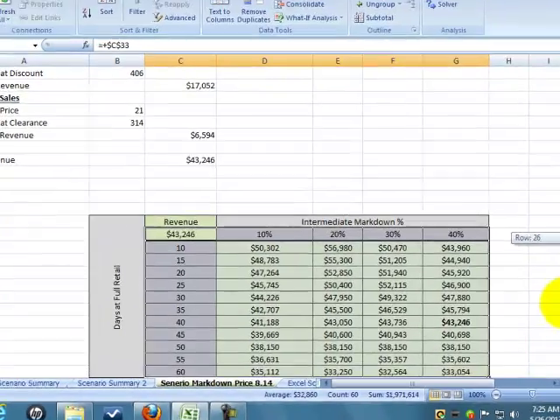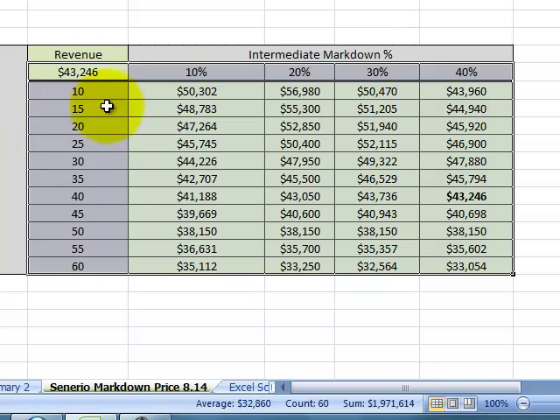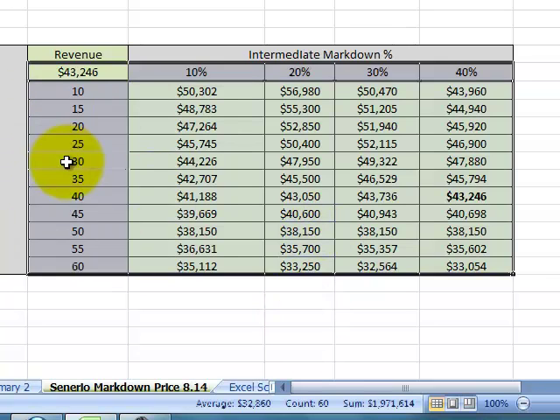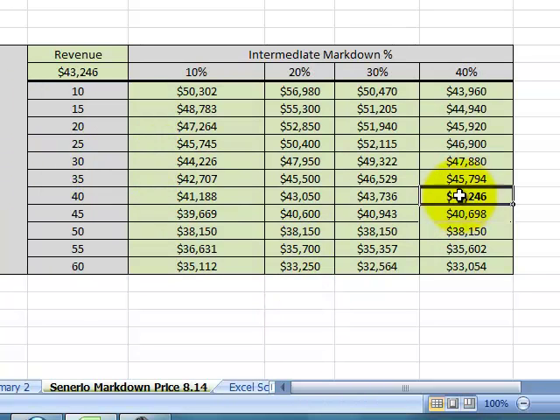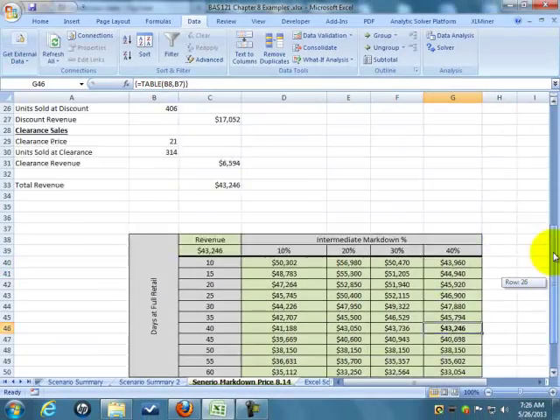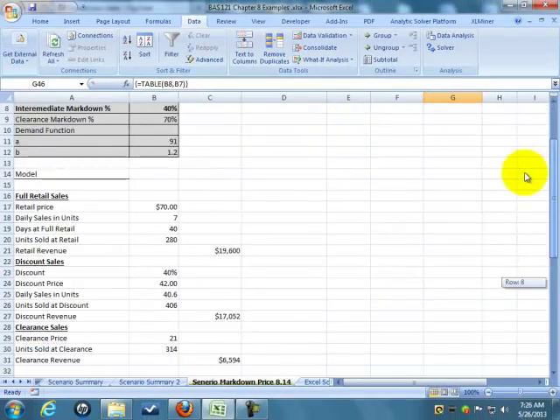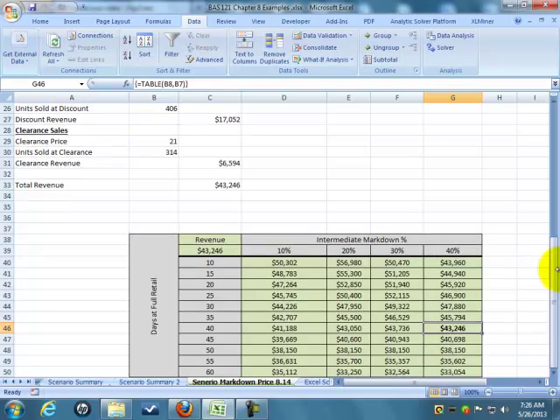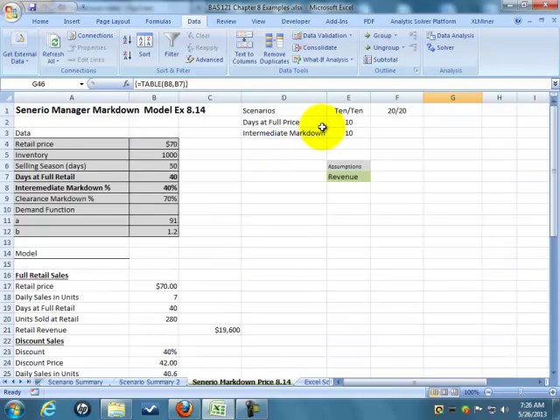You get them all in a nice, neat chart table, and you can look at, here's what my current assumption is: 40 days at 40% markdown, that's what my revenue would be. And the other thing I like, and I'm going to try this on the fly, is let's say I changed some of these assumptions up here. It'll update the table for you. So there's the scenario manager.